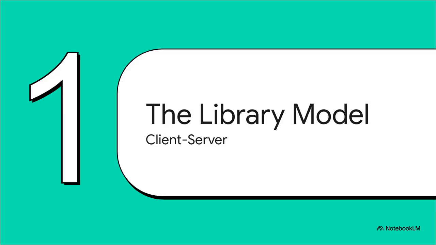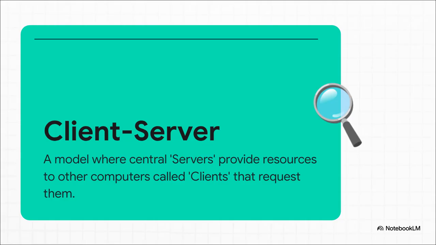So let's start with the big one, the one that powers most of the internet that you and I use every day. To make it super simple, let's just call this the library model. Okay, so here's the deal. In this model, you have two very distinct players. On one side, you have the big, powerful computer called the server. Its whole job is to hold all the data, the websites, the files, the emails. And on the other side, you've got the clients. And yep, that's you, your phone, your laptop, anything that asks the server for stuff.